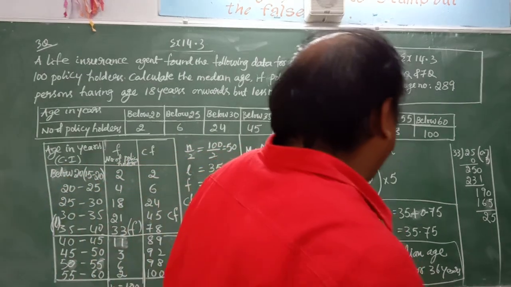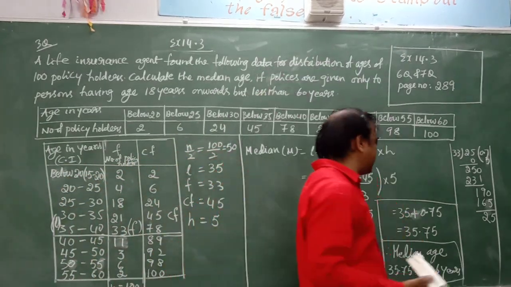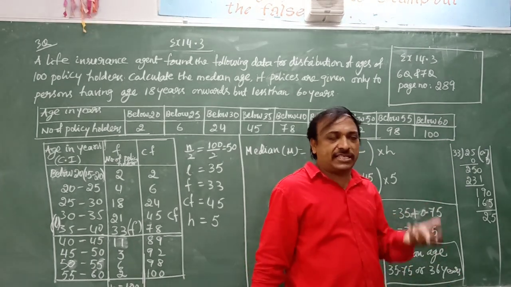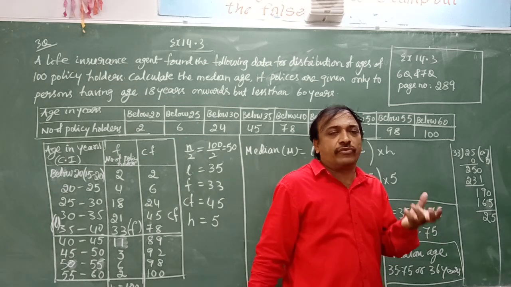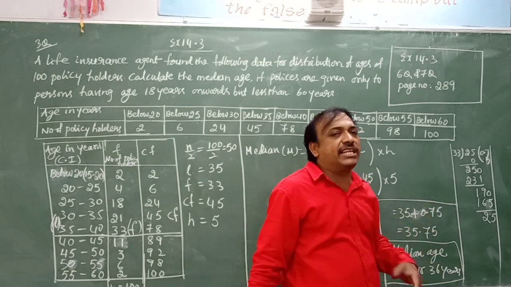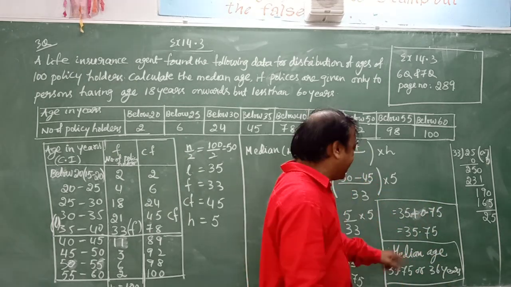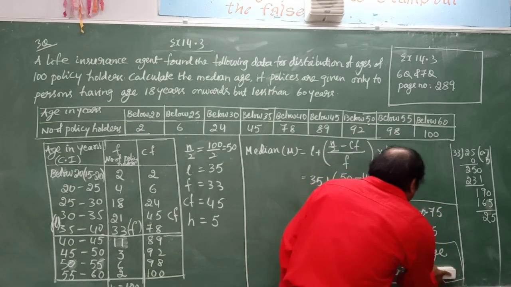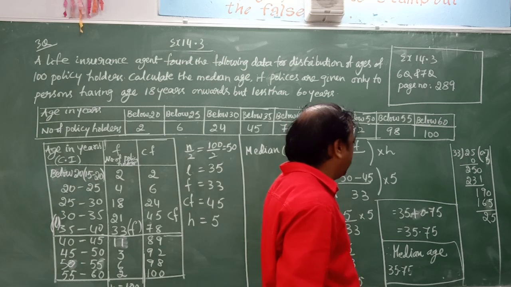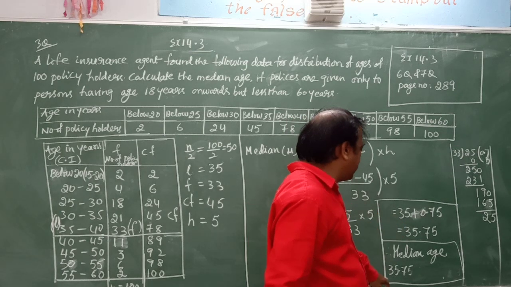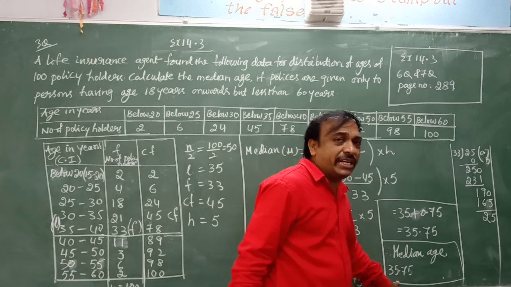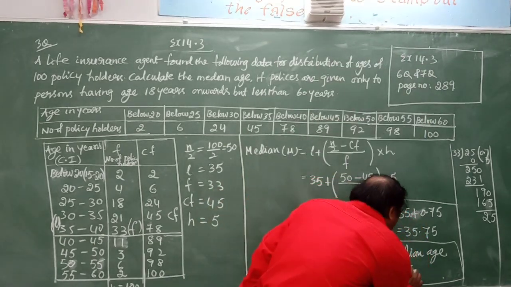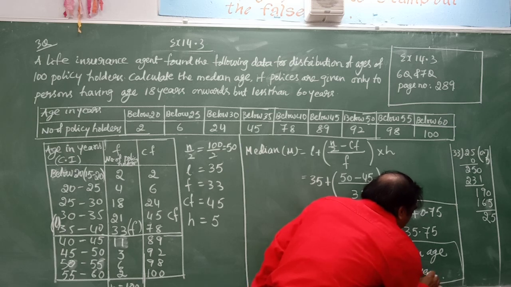See here, I told you the median age is 35.75 or 36 years. When you make it a round figure like 36, as with ages like 18, 19, 20, 21 years, then only is it necessary to write 36. If not, you can write 35.75 years. 35.75 years is the median age.